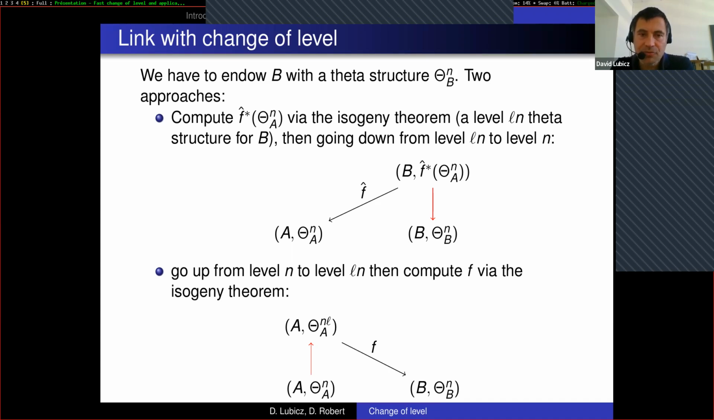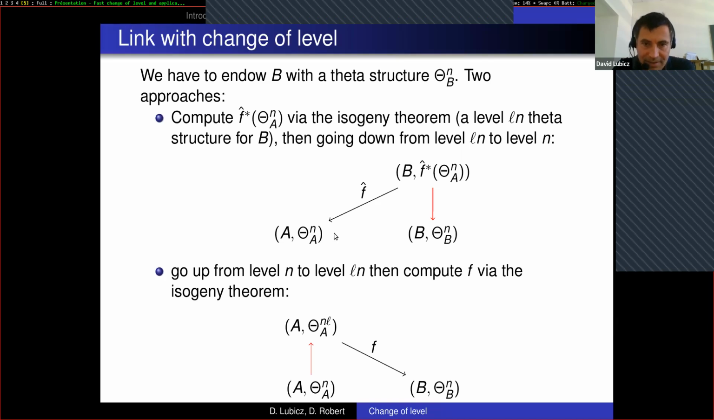First approach is to compute the pullback of the theta structure on A by the contragradient isogeny of F, which gives a level Ln theta structure on B. And then go down from level Ln to level n with the first red arrow of the first diagram of my slide. A second approach is to go up from level n to level Ln on A, and then compute f with the isogeny theorem for theta functions.